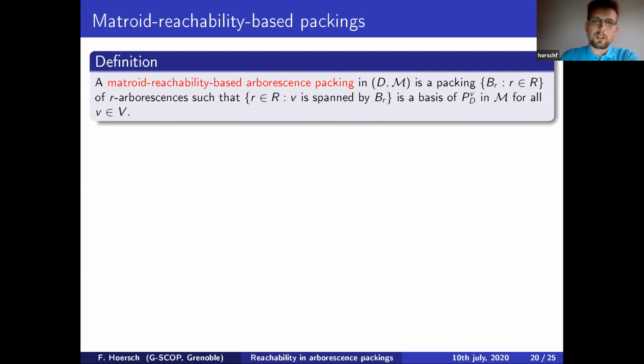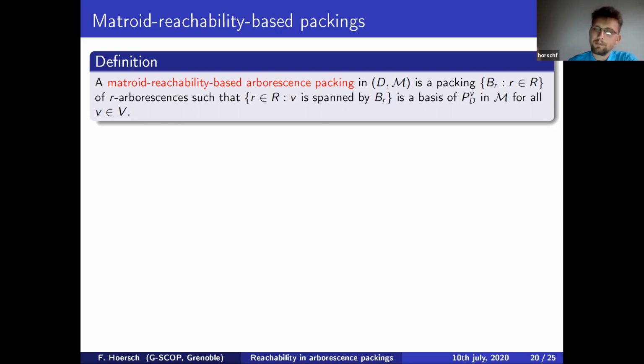And this is a very natural definition, which is a Matroid-reachability-based arborescence packing. Now I'm saying, well, maybe again, not all vertices are reachable from all roots. And now I look at every vertex and say, I'm looking at all the roots that can reach this vertex. And among those, a matroid basis of this set should reach the vertex in the arborescence packing.